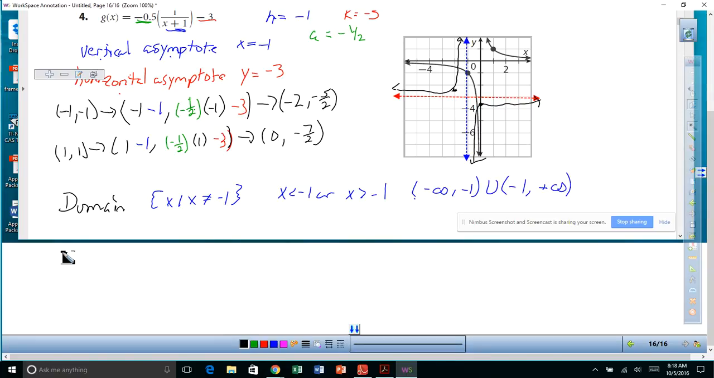Range, we have y such that y is not equal to -3. We have y is less than -3 or y is greater than -3. And we have negative infinity to -3 union -3 to positive infinity. Great. That's number 4.